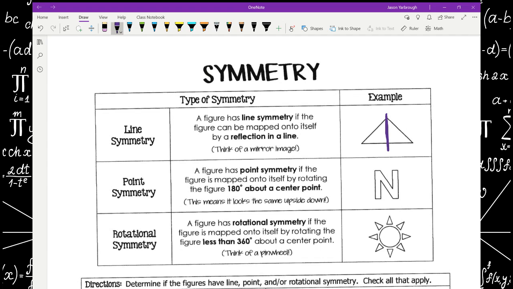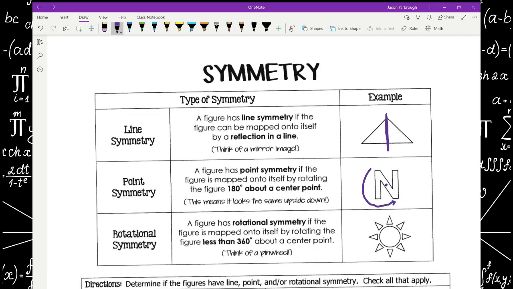The next type of symmetry is called point symmetry. So point symmetry means that you could put a point in the middle and rotate this 180 degrees and it still looks the same. Basically, with point symmetry, if you turn it upside down, it still is the same figure.